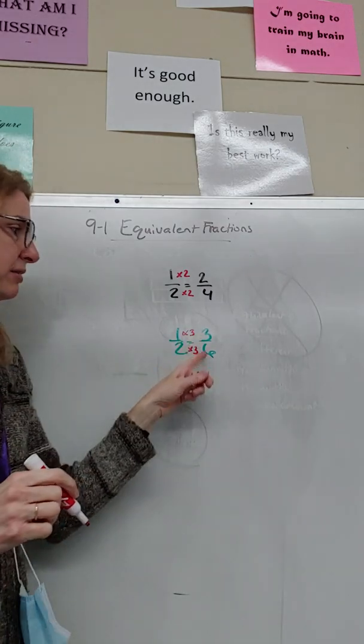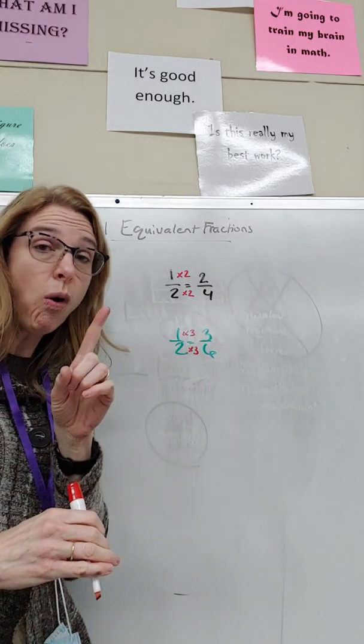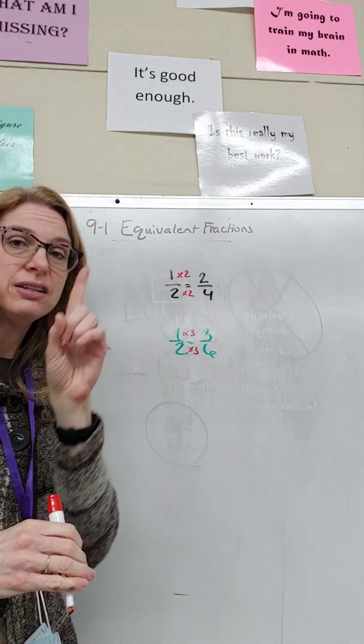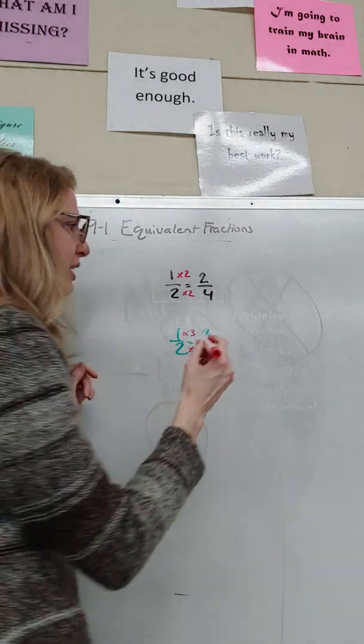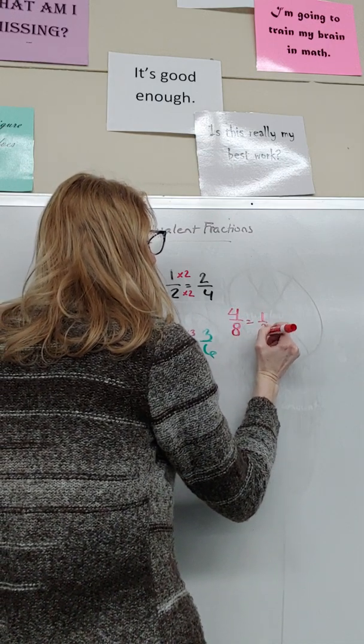And I would have 3/6. So that's my mathematical trick. It has to be multiplying or dividing, because this also works the other direction. So let's look at one this way. Maybe you have this one in your notes.